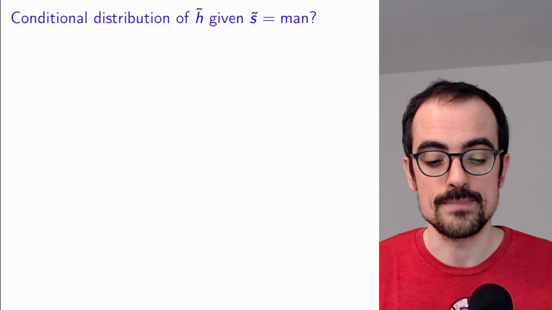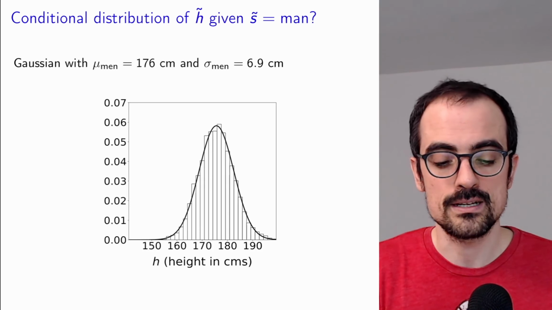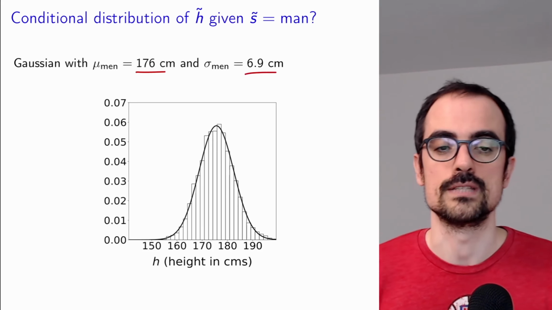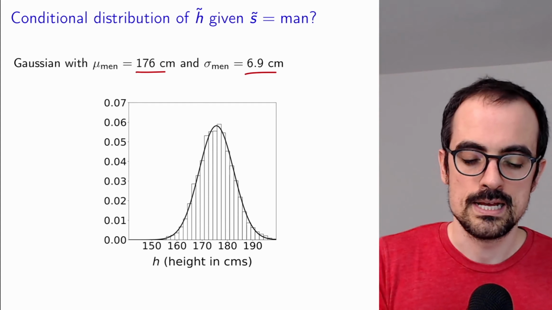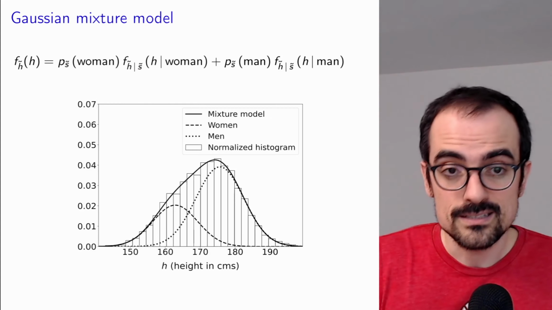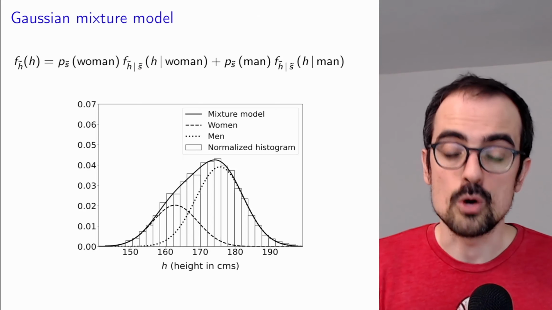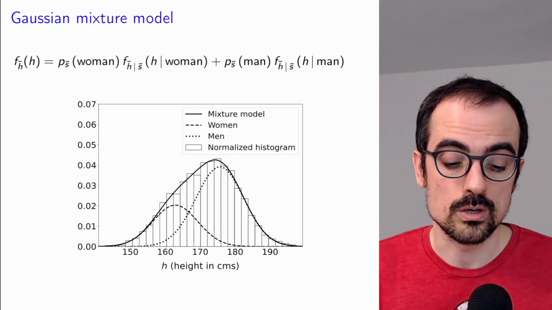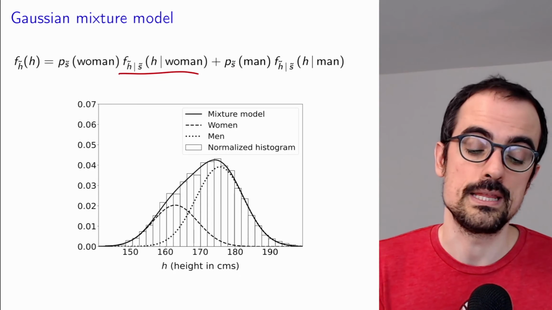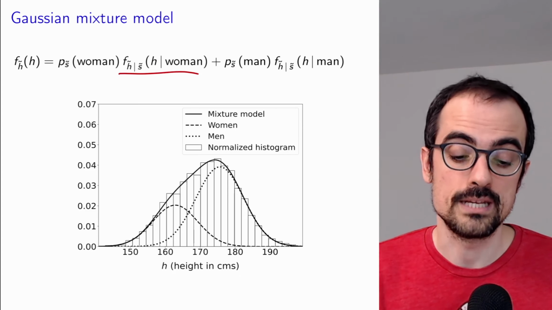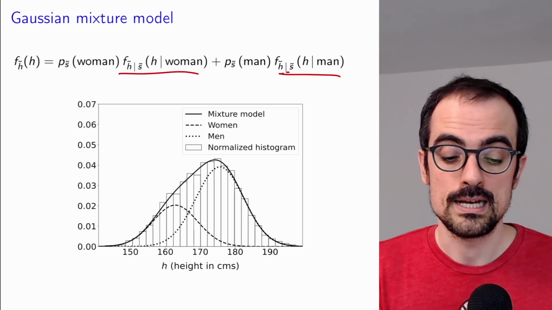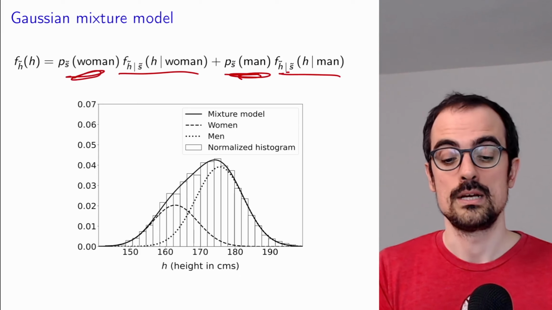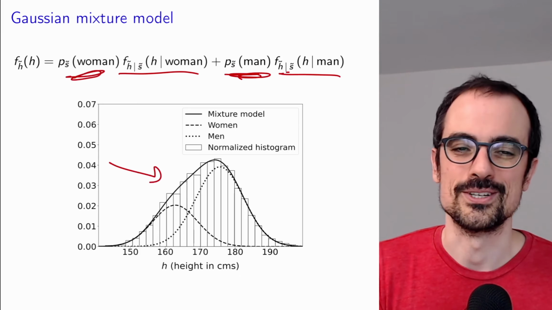Now we do the same for men. Using only the data for men, we fit the mean parameter of the Gaussian and the standard deviation parameter of the Gaussian, and we get a reasonable fit. And now we combine both models using our formula that we saw before, where we take the conditional PDF of the continuous random variable given each of the discrete values, and we weight them by the probability of those values. And here we get a mixture model that is pretty good.